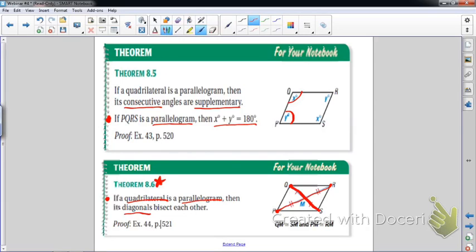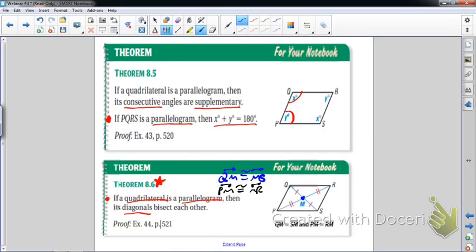Remember what the word bisect means. It means that it cuts them in half. So we know that M is the bisection of both of these two. So the line segment QM is congruent to the line segment MS. That's what that's telling us. In addition, it is also telling us that line segment PM is then congruent to MR. That's what the word means to us.